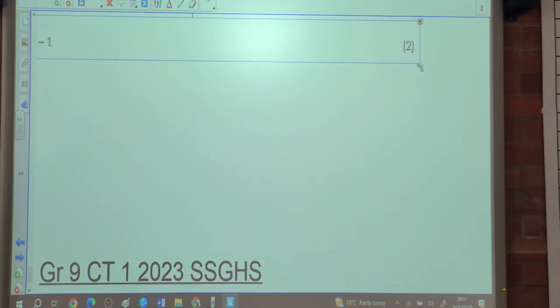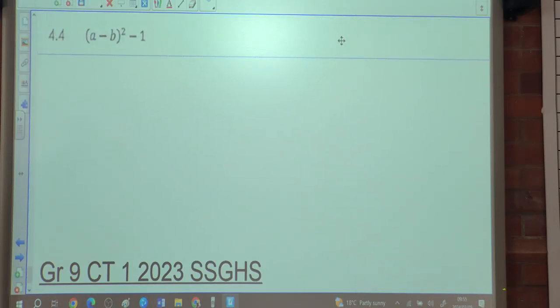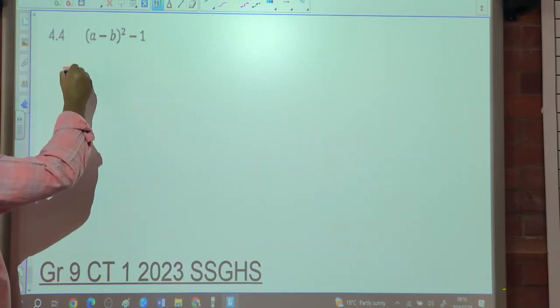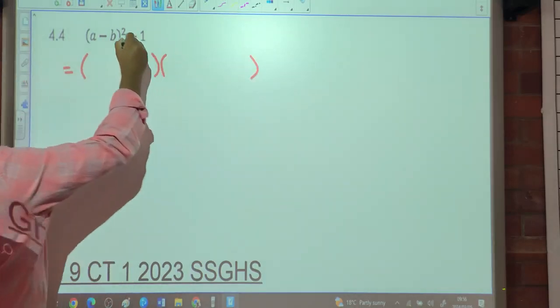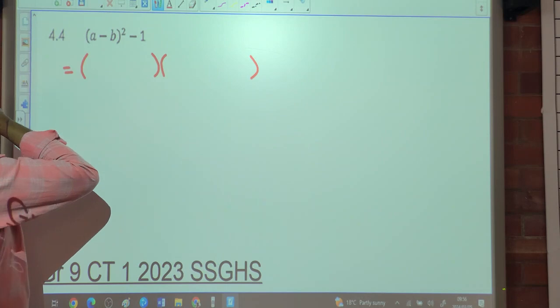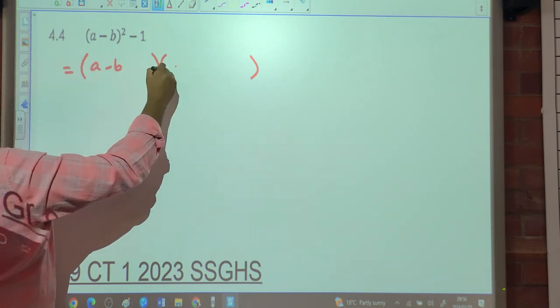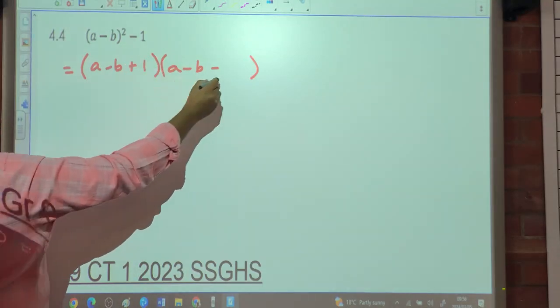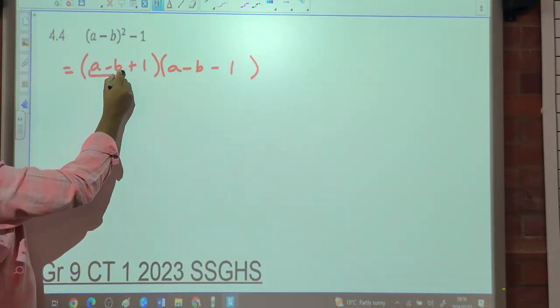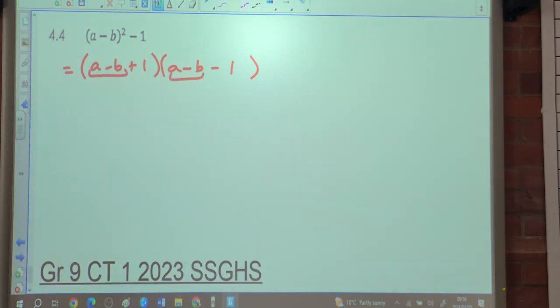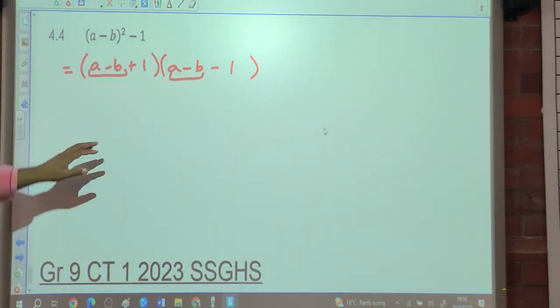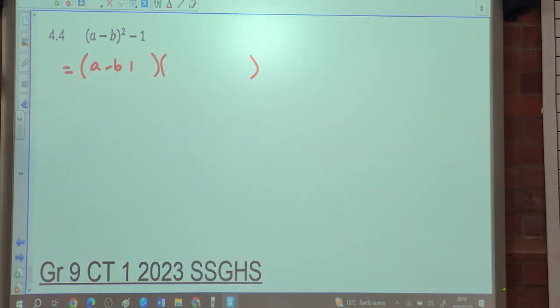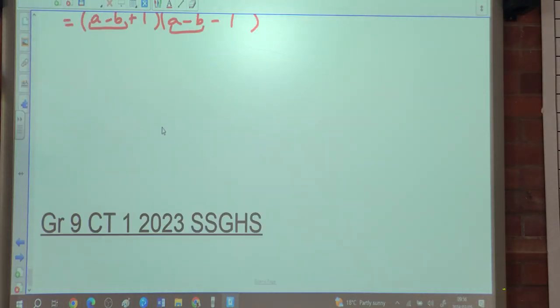4.4. What's the square root of a minus b squared? a minus b. What's the square root of 1? 1. So again, that is the difference of 2 squares. As you can see, it's a minus between. So as you said, the square root of a minus b squared is a minus b. a minus b, 1 plus 1 minus. And then the square root of 1 is 1 and 1. Can you see again the conjugate pair there? Can you see, people? So clearly the conjugate pair results in the difference of 2 squares.